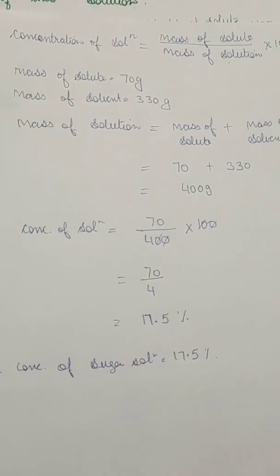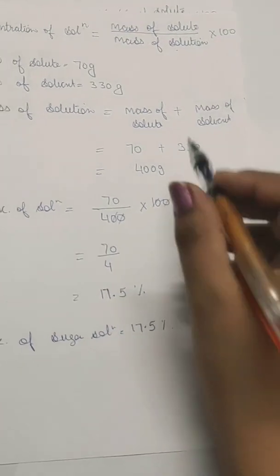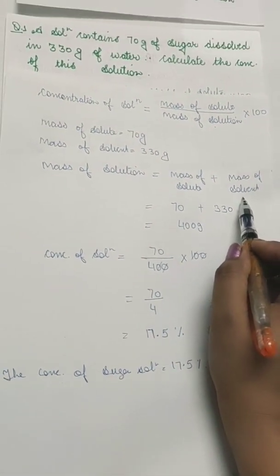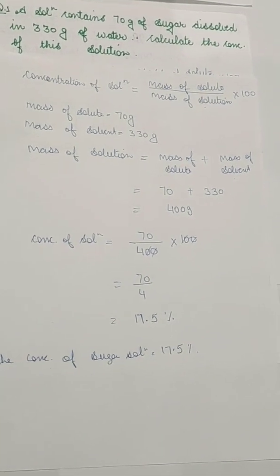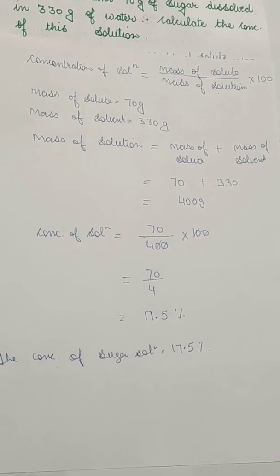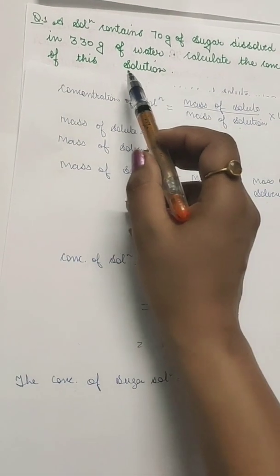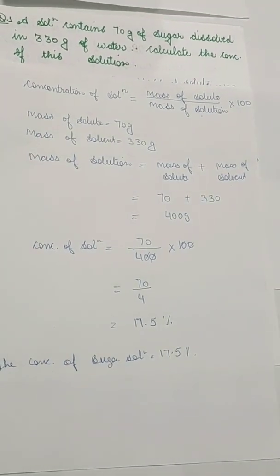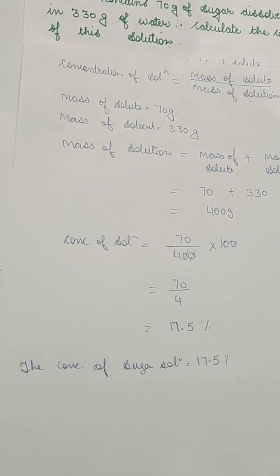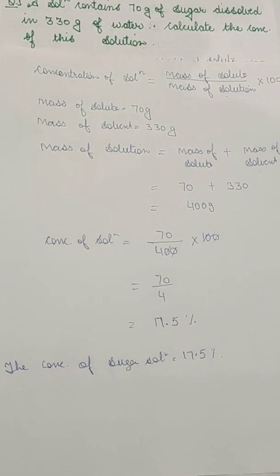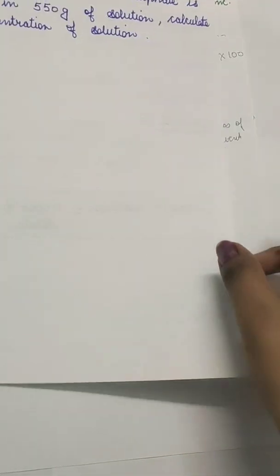Remember that not every time you have to calculate this value. Sometimes in the question itself it's given that the mass of the solution is this. In that case you don't have to add. Here no solution mass was given, so you added, but not all the times you have to add. So we will be trying our next question. Okay, so this is the next question.